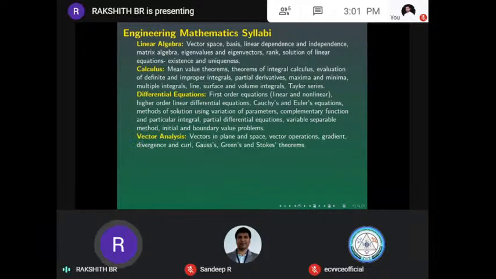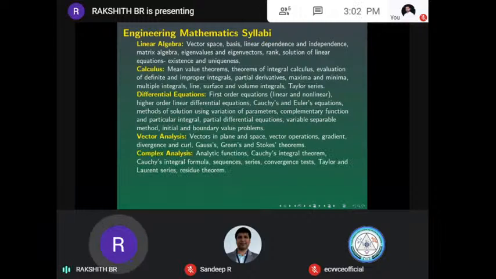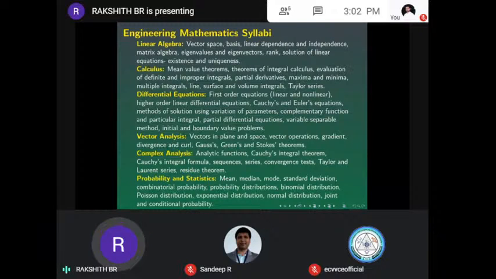And also three more topics. One is vector calculus. The other one is complex analysis, where you must know Cauchy's integral theorem, Cauchy's integral formula, sequences and series, Taylor's and Laurent series, residue theorems. And the last topic is probability theory and statistics. So this is the syllabus for GATE 2021 under the section Engineering Mathematics. We have only 6 topics: linear algebra, calculus, differential equations, vector analysis, complex analysis, probability and statistics.